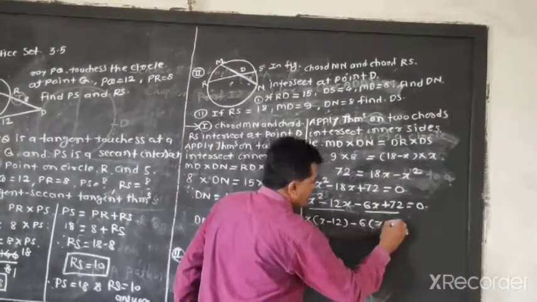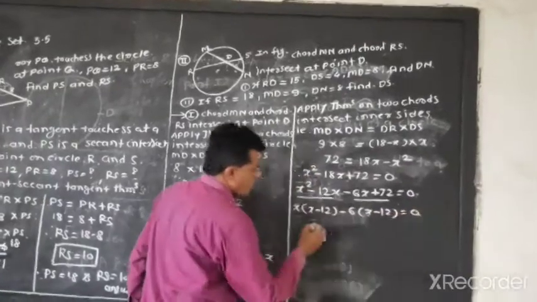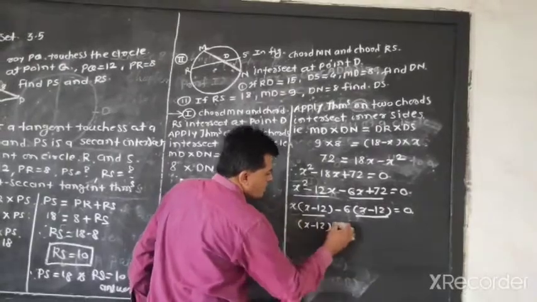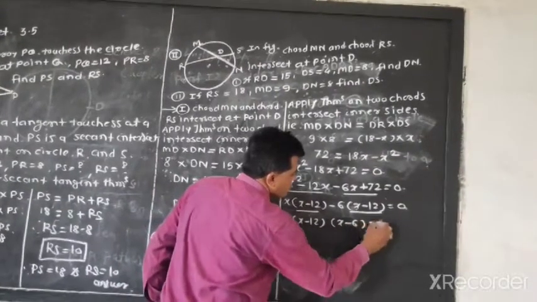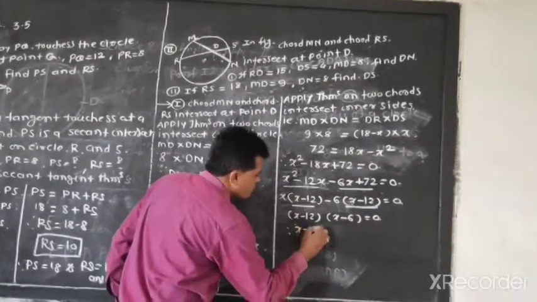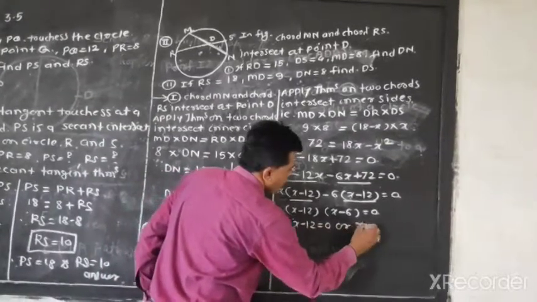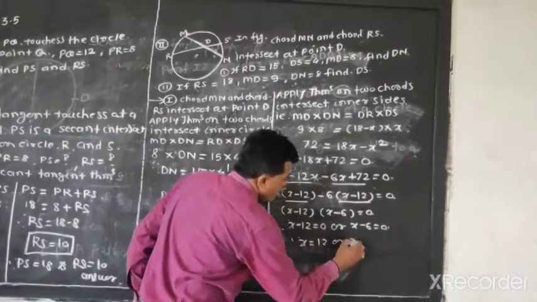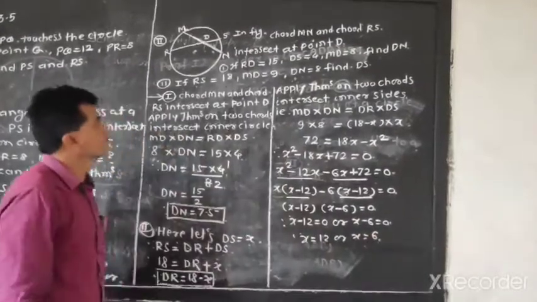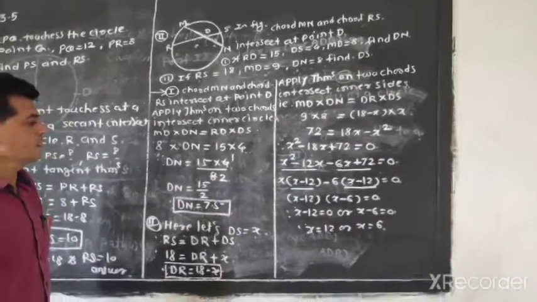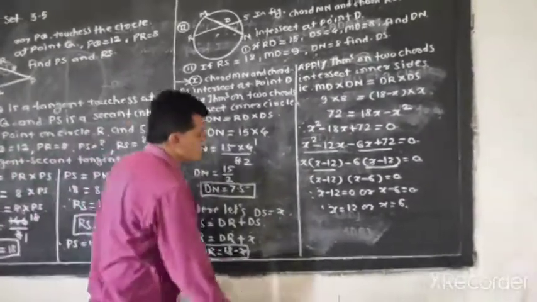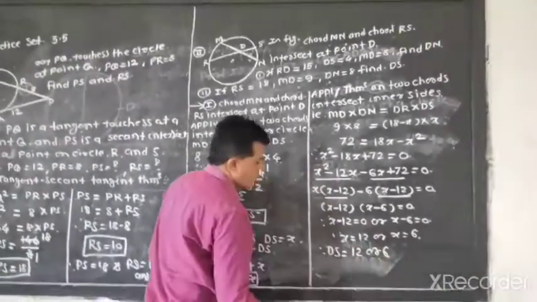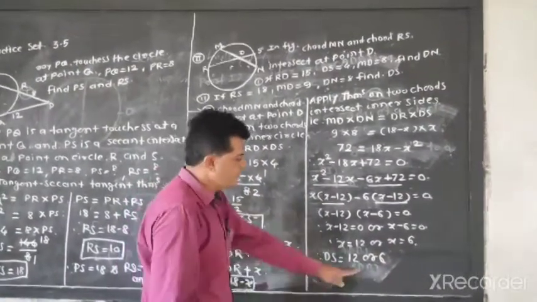x minus 12 is equal to 0 is the common factor, and another factor is x minus 6 is equal to 0. So x minus 12 is equal to 0 or x minus 6 is equal to 0. That is x is equal to 12 or x is equal to 6. The value of DS is 12 or 6. Let's complete the answer.